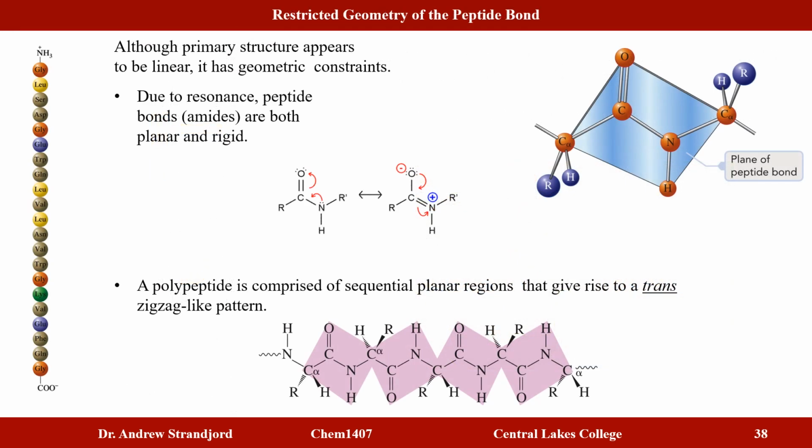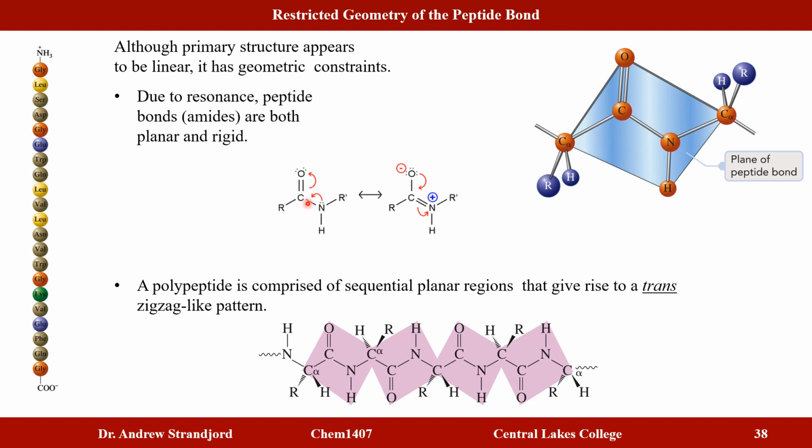We often identify the primary structure of a small protein or a polypeptide by listing the amino acid residues in the order they appear, starting at the N-terminus end down to the C-terminus end. It looks like a linear chain of these amino acid residues. However, the bonding nature of the peptide bond actually gives it some geometric constraints to being linear.